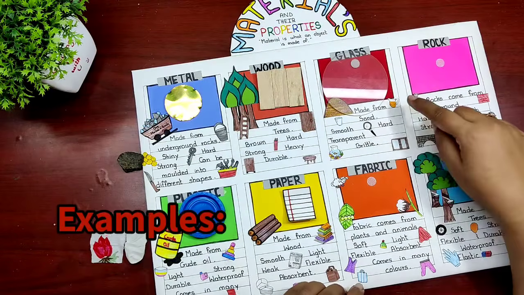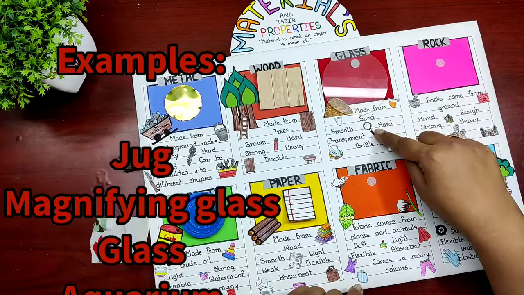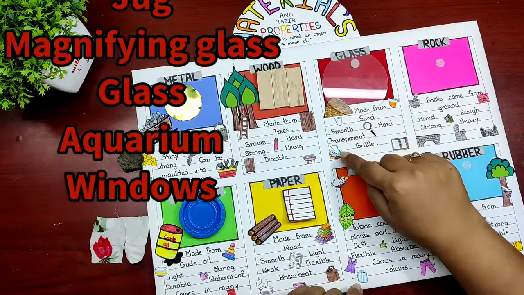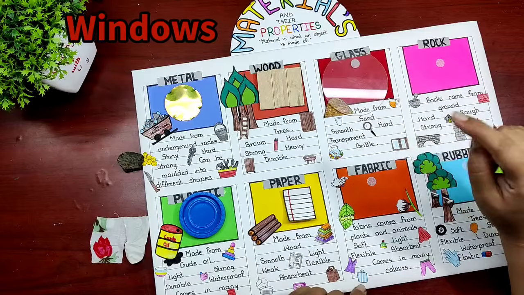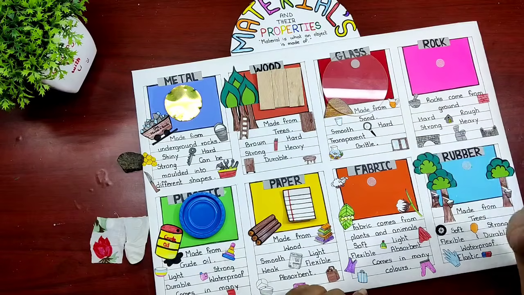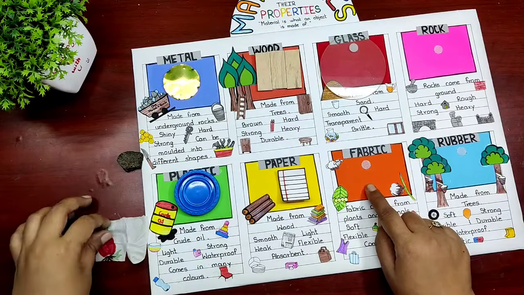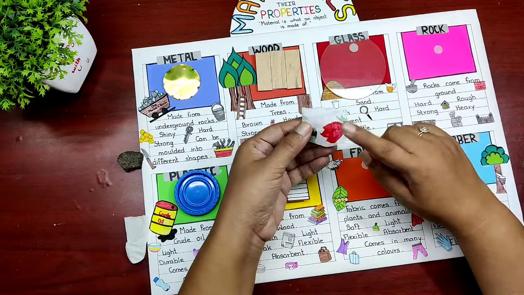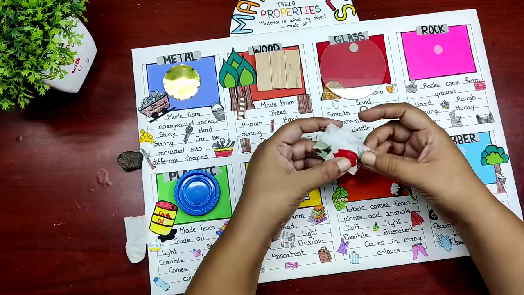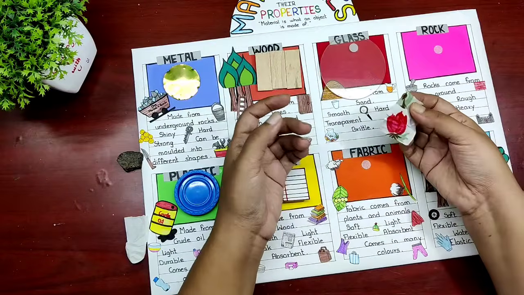So here also there are 5 examples, like a glass jug, a magnifying glass, drinking glass, this is the aquarium, and the glass in the window. Then coming to the next material, that is the fabric. Now this is the fabric. It comes from plants, animals, you all can also write, and also it is made in the factories.